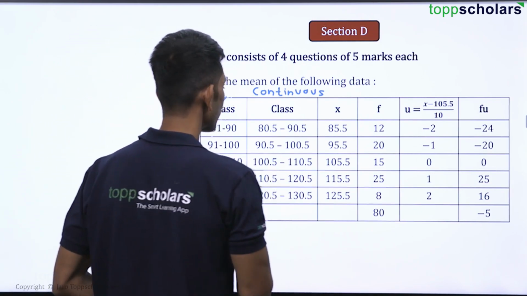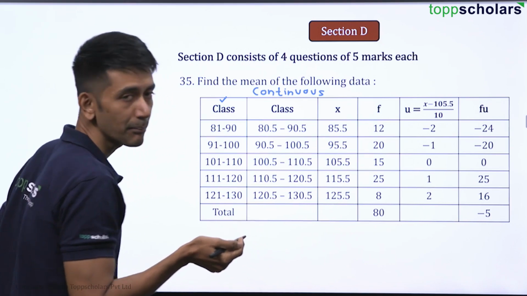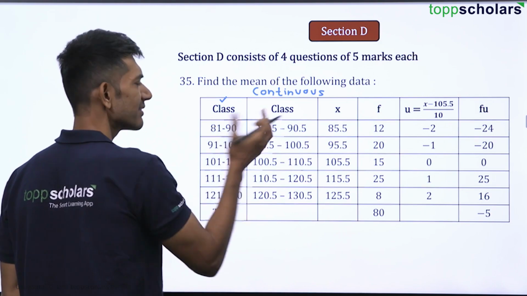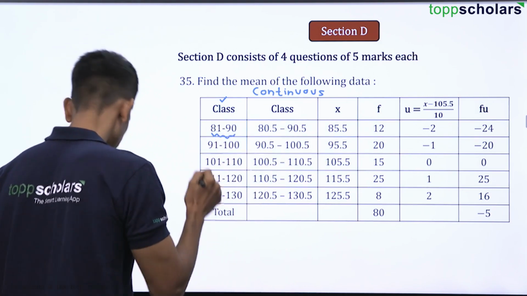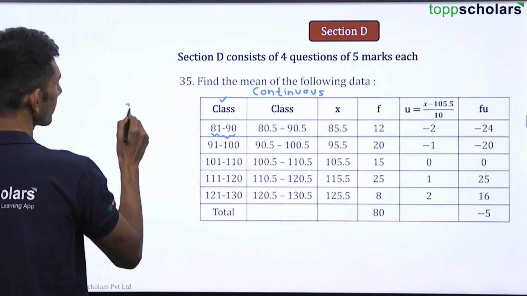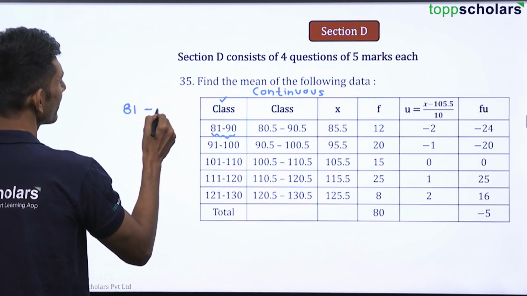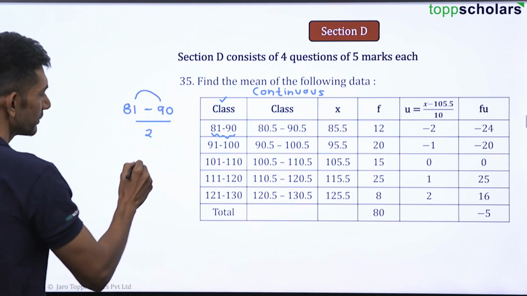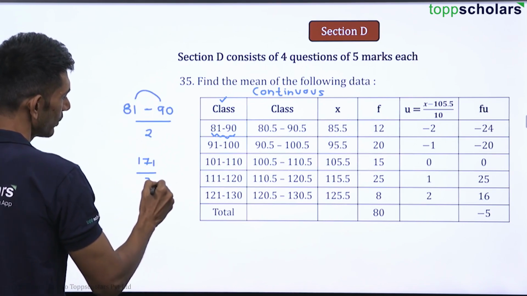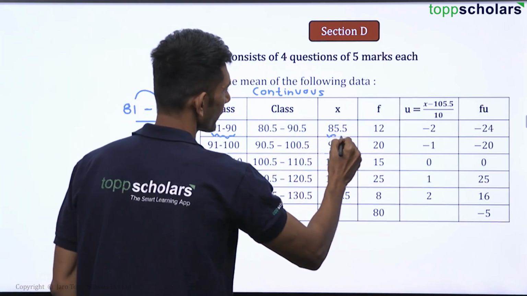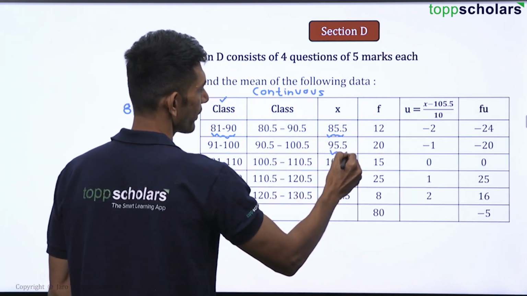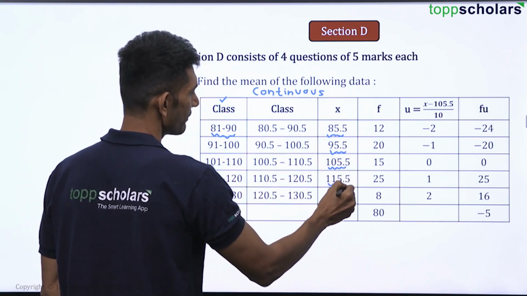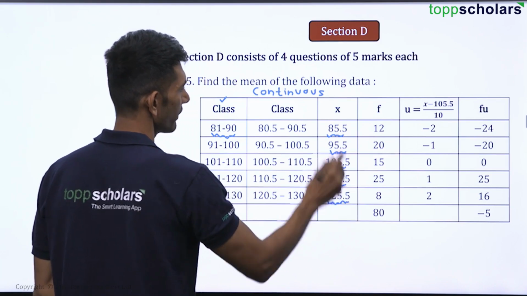Then you find out the class mark. How do you find out the class mark? Class mark is nothing but the midpoint of the class interval. If you take 81 and 90, midpoint as in mid value. I cannot say midpoint actually, mid value is a better word to say. So this becomes 171 divided by 2, that is 85.5. Then this becomes 95.5. This is 105.5, this is 115.5 and this is 125.5, right?